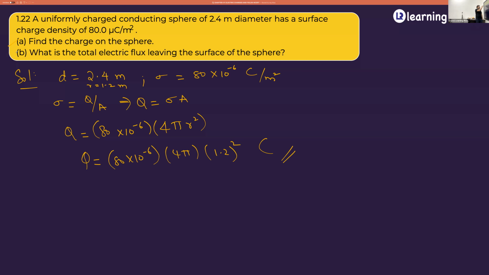Next is, what is the total electric flux leaving the surface of the sphere? Flux will be equal to the charge that is enclosed divided by epsilon naught. You already have the value of the enclosed charge here. Take it from there and divide it with epsilon naught, which is 8.85 into 10 power minus 12. So these many Newton meter square per coulomb is going to be the required answer.